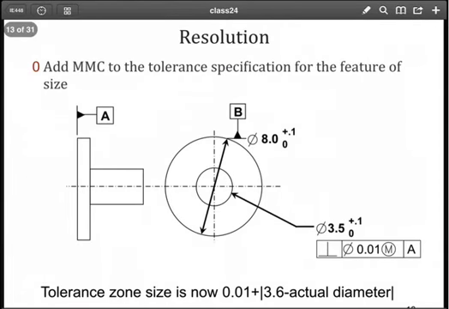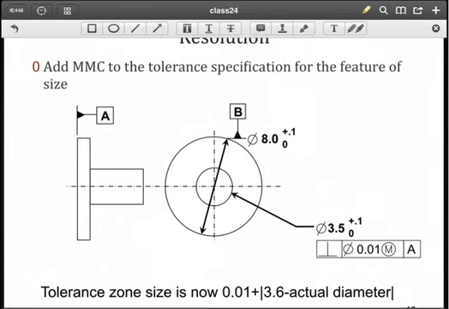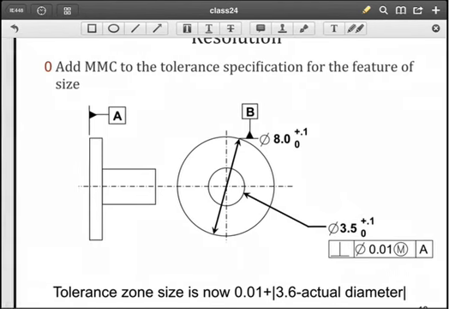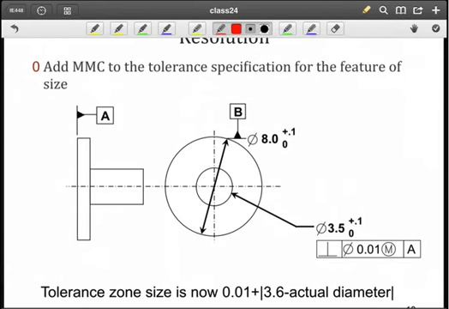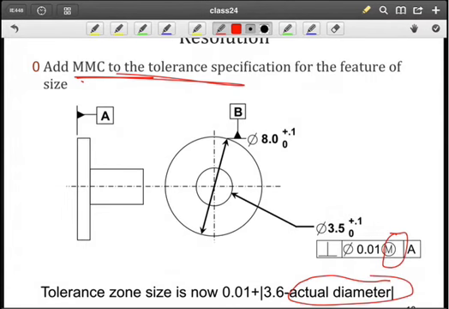So what's the resolution here? Well, if we add MMC to our tolerance zone specification, then what we're saying, as we've indicated before, is we're going to add the additional tolerance depending upon the difference between MMC and the actual diameter. So now our tolerance zone reflects what is happening in our gauge. And that's why you see the use of this MMC here quite often, because we're allowing additional tolerance as we deviate from material condition.